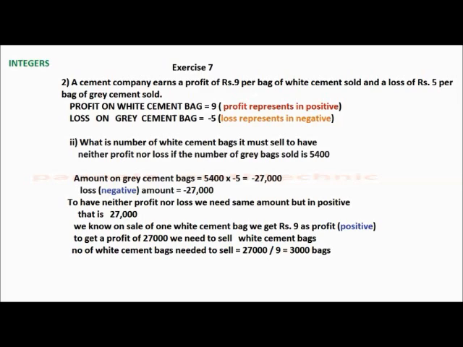Amount on grey cement bags is equal to bags sold, 5,400, multiplied by minus 5, because it is a loss, and it becomes minus 27,000. So it's a loss amount, we show it as negative 27,000, and to have neither profit nor loss we need the same amount but in positive, that is 27,000. We know on the sale of white cement bags, per bag we get 9 rupees of profit. To get a profit of 27,000 we need to find the number of white cement bags to sell. So 27,000 divided by 9 gives the number of bags, that is 3,000 bags.